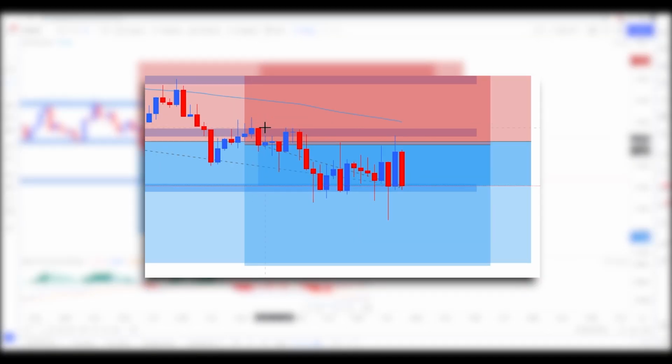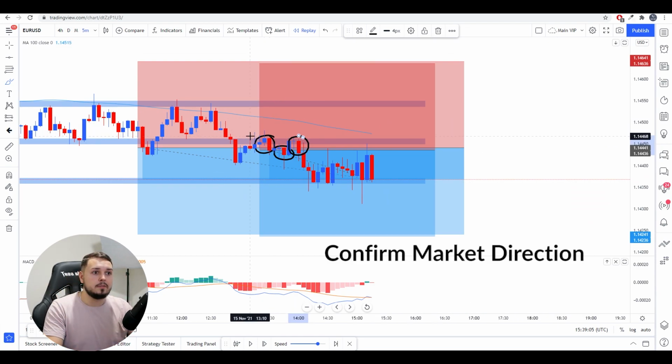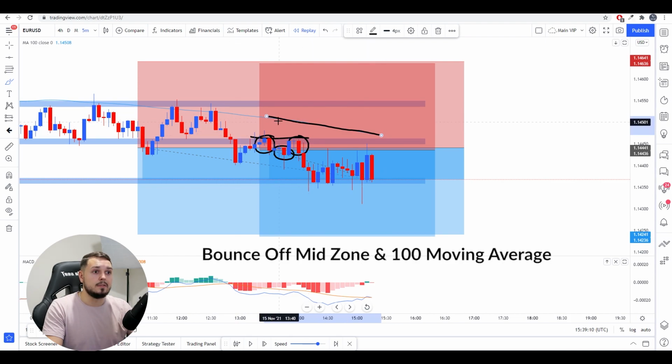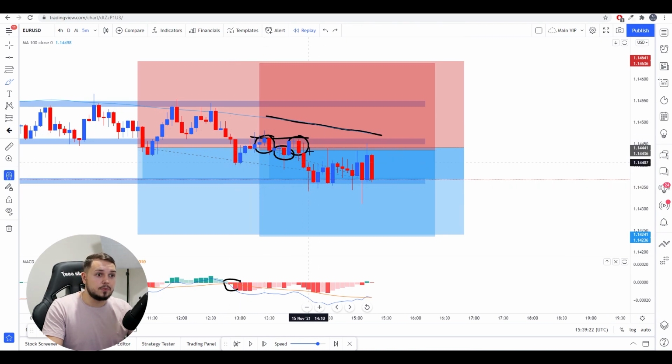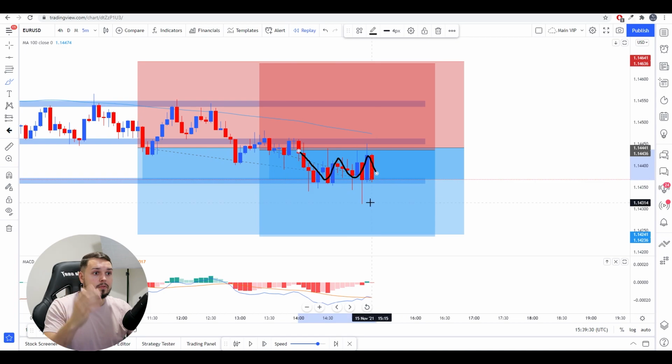So you could potentially place 3 trades in around this area, because all of these 3 trades confirm the market direction. They are bouncing off the mid-range zone. The moving average support of 100 is over here, and the MACD indicator has already crossed since this area zone. So these 3 trades could have been very good and profitable opportunities for you. And as we can see, the market has crashed down and went towards the downside.